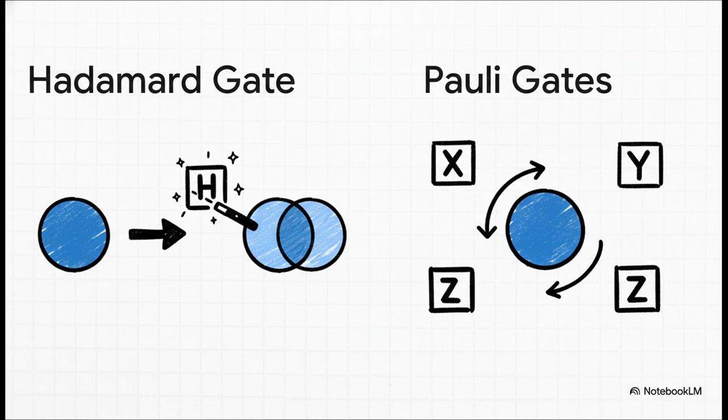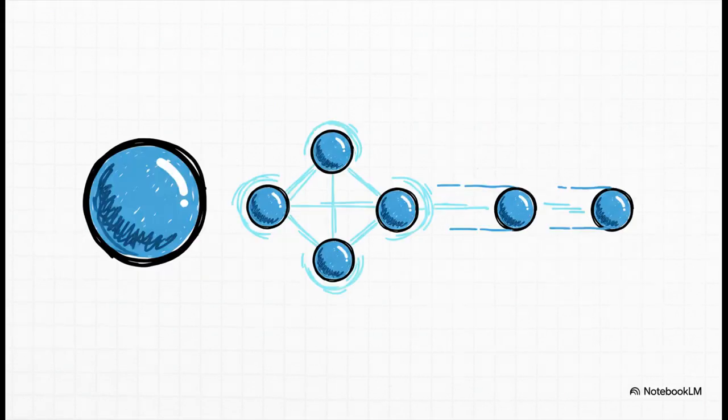Then you've got the Pauli gates. The most common one is the X gate, and it's basically the quantum version of a classical NOT gate. It just flips a 0 to a 1 and a 1 back to a 0. These are the absolute essentials for manipulating a qubit. But let's be honest, the real power isn't just what one qubit can do on its own. It's what they can do when they work together.